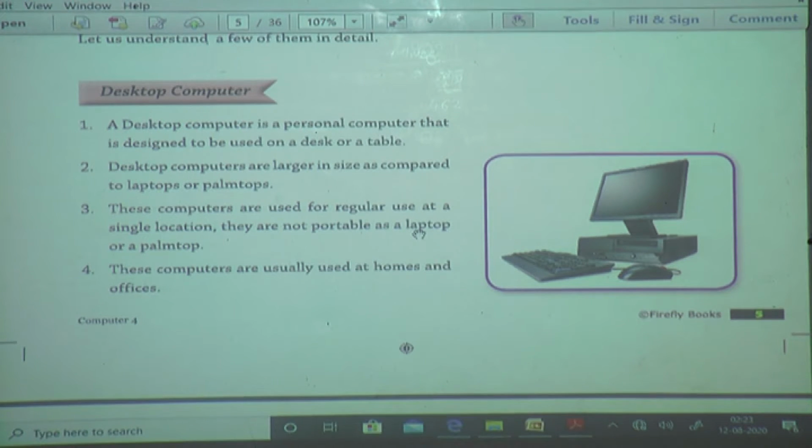What is meant by laptop? We will see afterwards in this chapter only. Firstly, we will see the desktop computer. A desktop computer is usually used at home and offices.